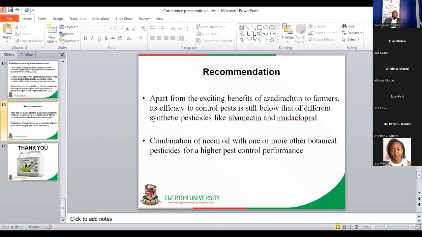Whether it can be classified as a biopesticide. How can this be classified as a pesticide? Is it a biopesticide? Okay, there is a question from Professor Muturi. She is asking how you can classify this. Is it a biopesticide or what? Yes, it is a biopesticide. It is not a synthetic pesticide. It is something from a plant, not a chemical.